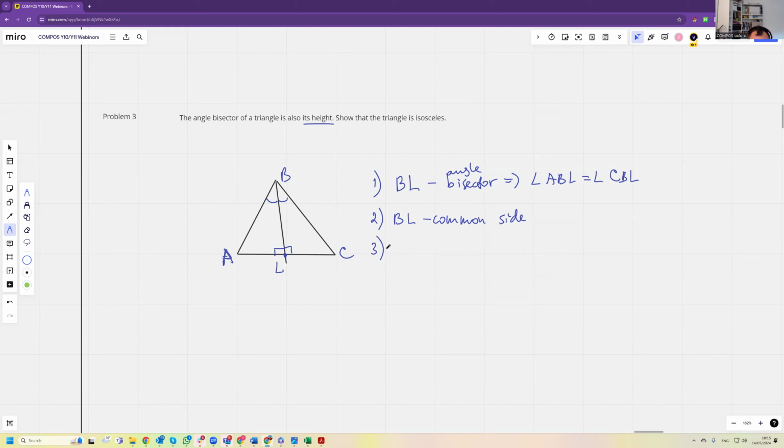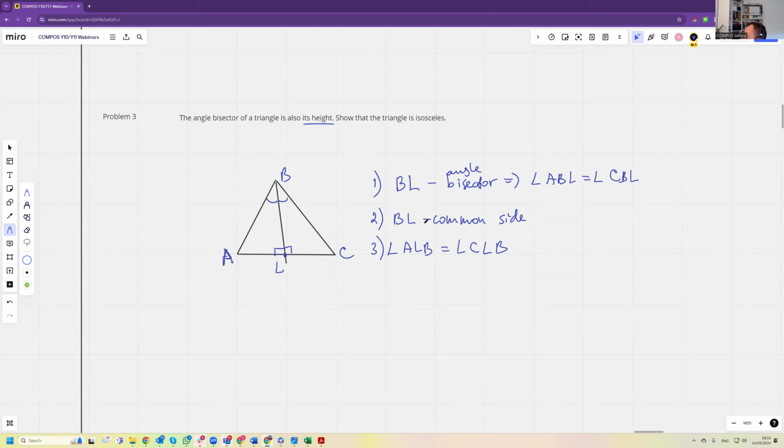And so, triangle ALB is equal to, sorry, CLB. The angle ALB equals the angle CLB. Yes, it's ASA.